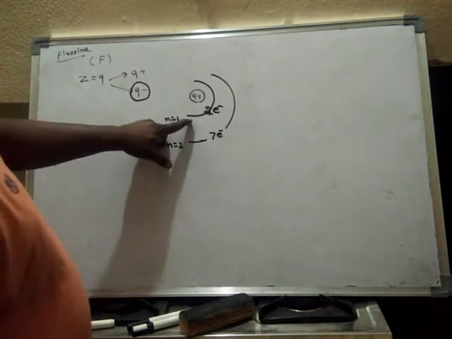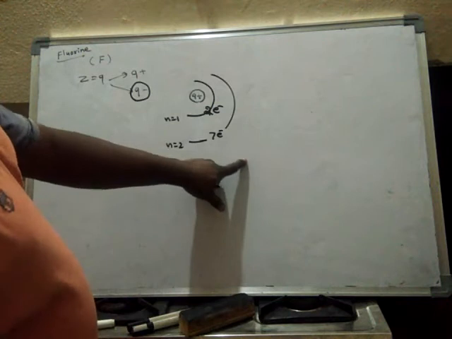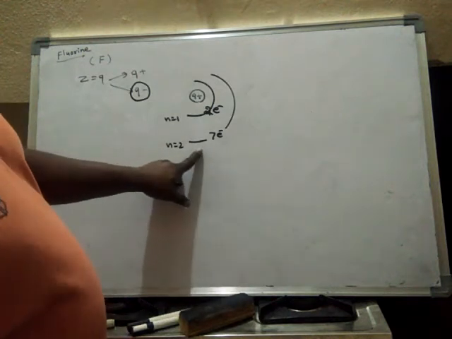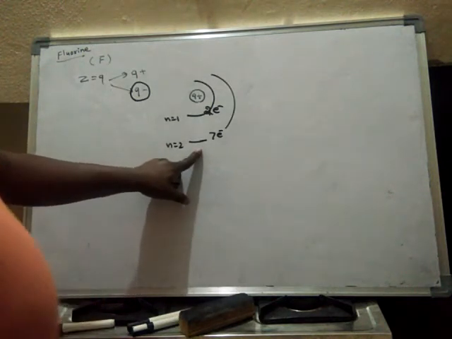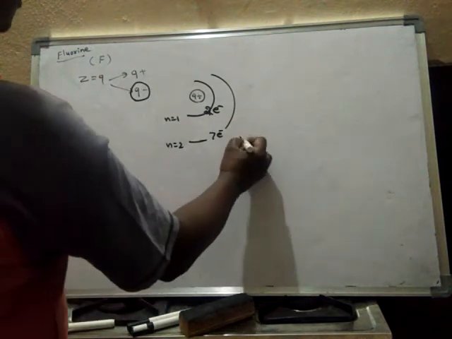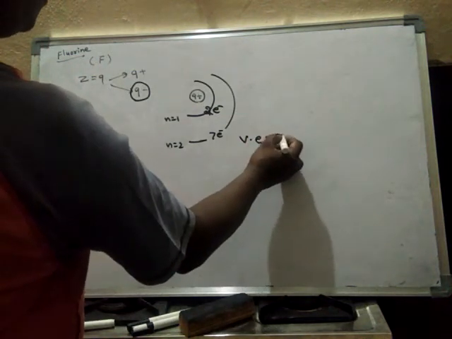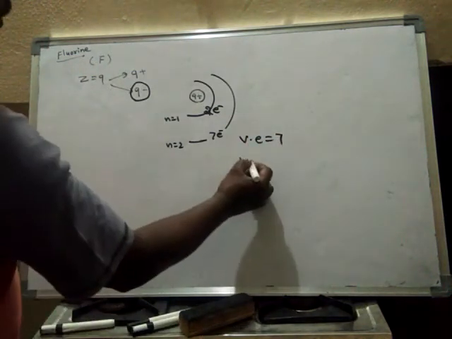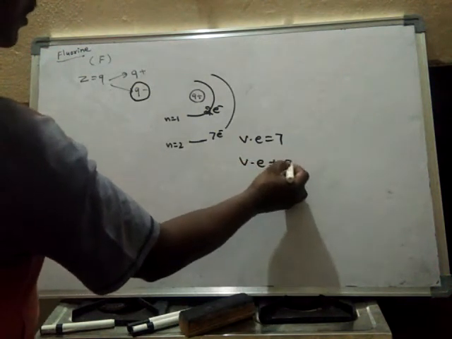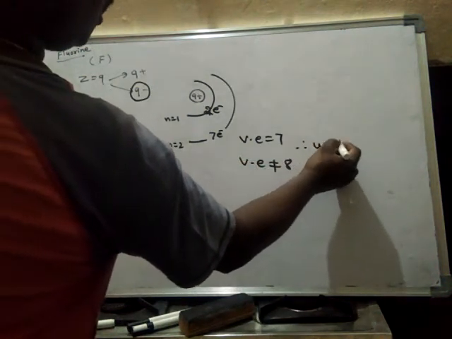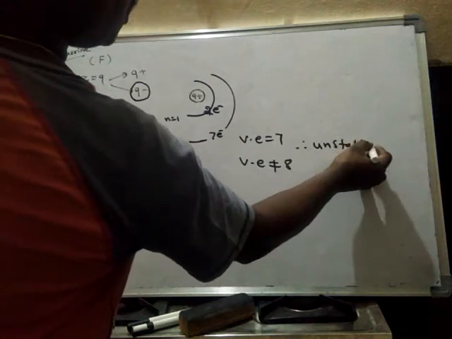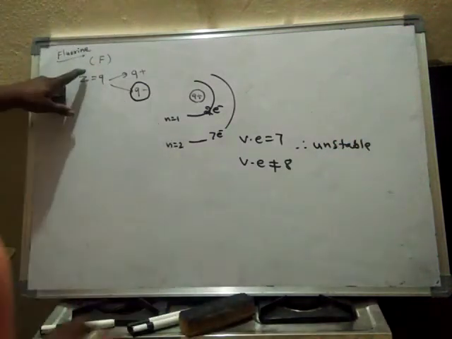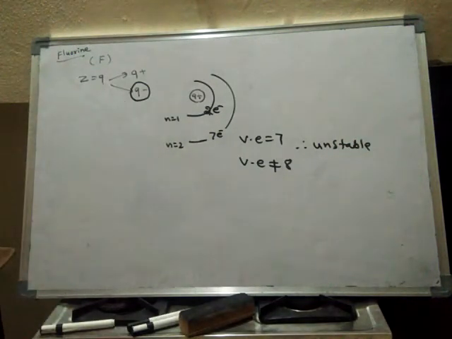So there is a first orbit, a second orbit, and no other orbit. So the second orbit is the valency orbit. How many valence electrons are there? Valence electrons are equal to 7. Is it equal to 8? No, it is not equal to 8. Therefore, unstable. So the fluorine atom is an unstable atom.